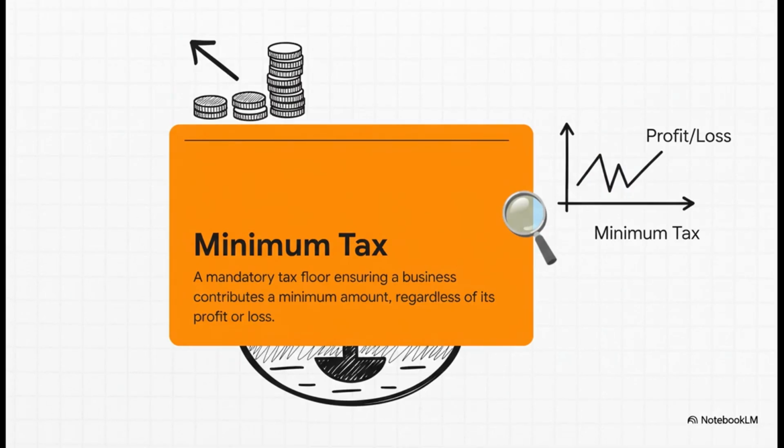Okay, think of it like this. Normally, your tax bill is based on your profit. If your profit is zero, your tax is zero. Simple. But with the minimum tax, the government has basically installed a tax floor. It's a baseline. So no matter how low your profits fall, even if you're in the red, your tax payment can't drop below this floor. It's a mandatory contribution to make sure every business pays at least something.